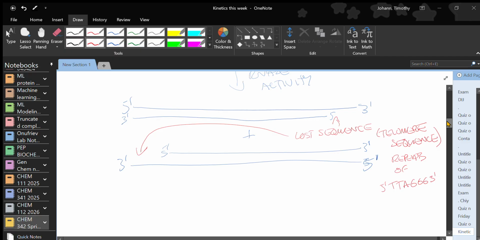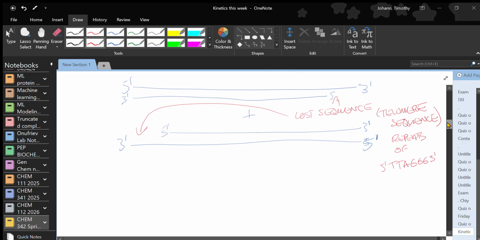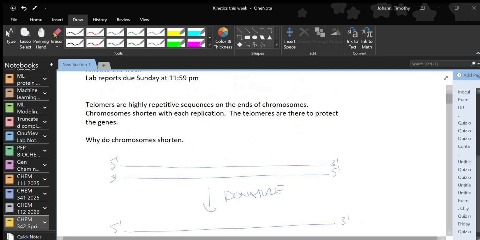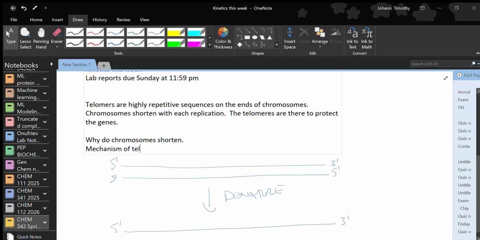That makes sense? What specifically would you call that? If you had a label for that picture, what would you? For what was this picture? This would be the mechanism of telomere loss. Let's go up to the top and see what I wrote. Why do they shorten? I guess I can just, let's go ahead and do a mechanism of telomere loss.